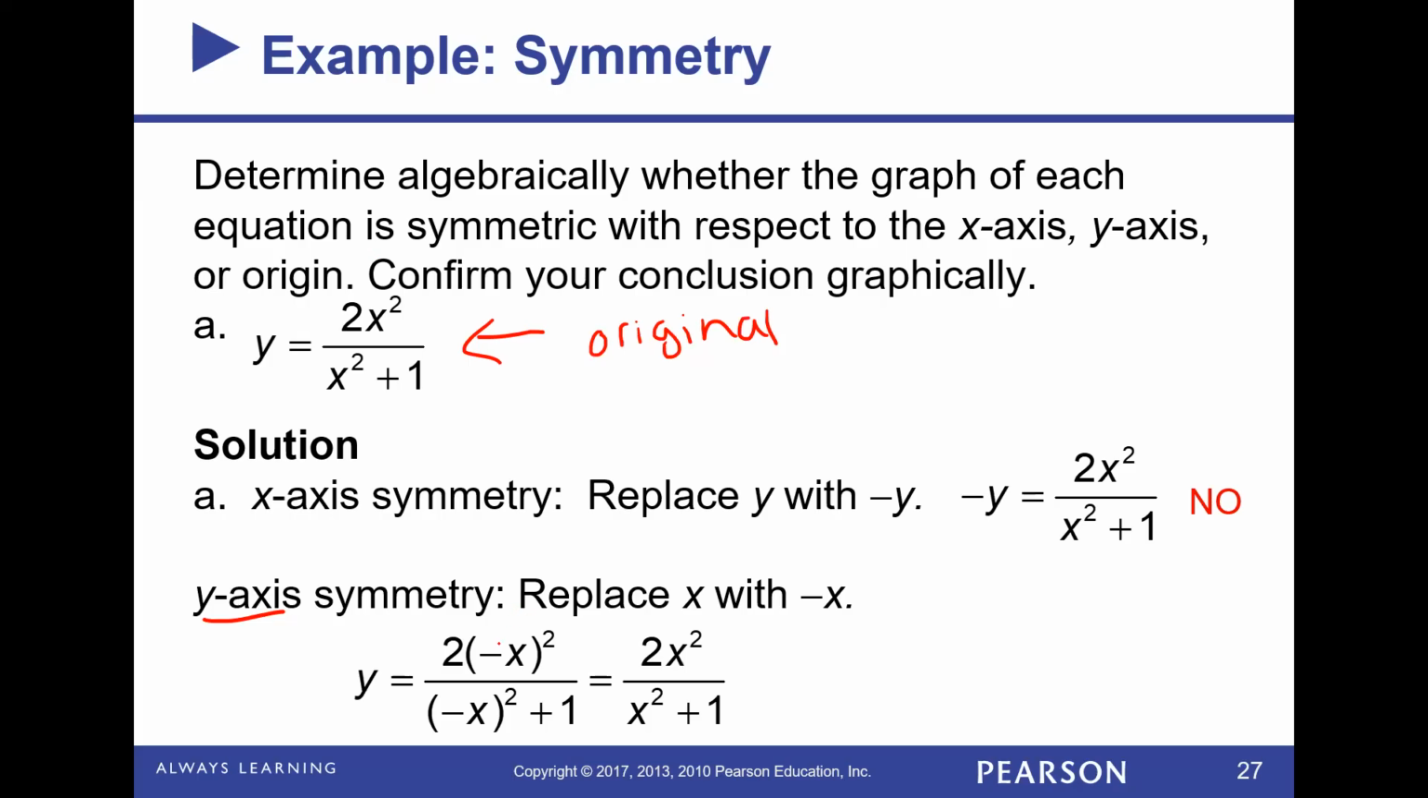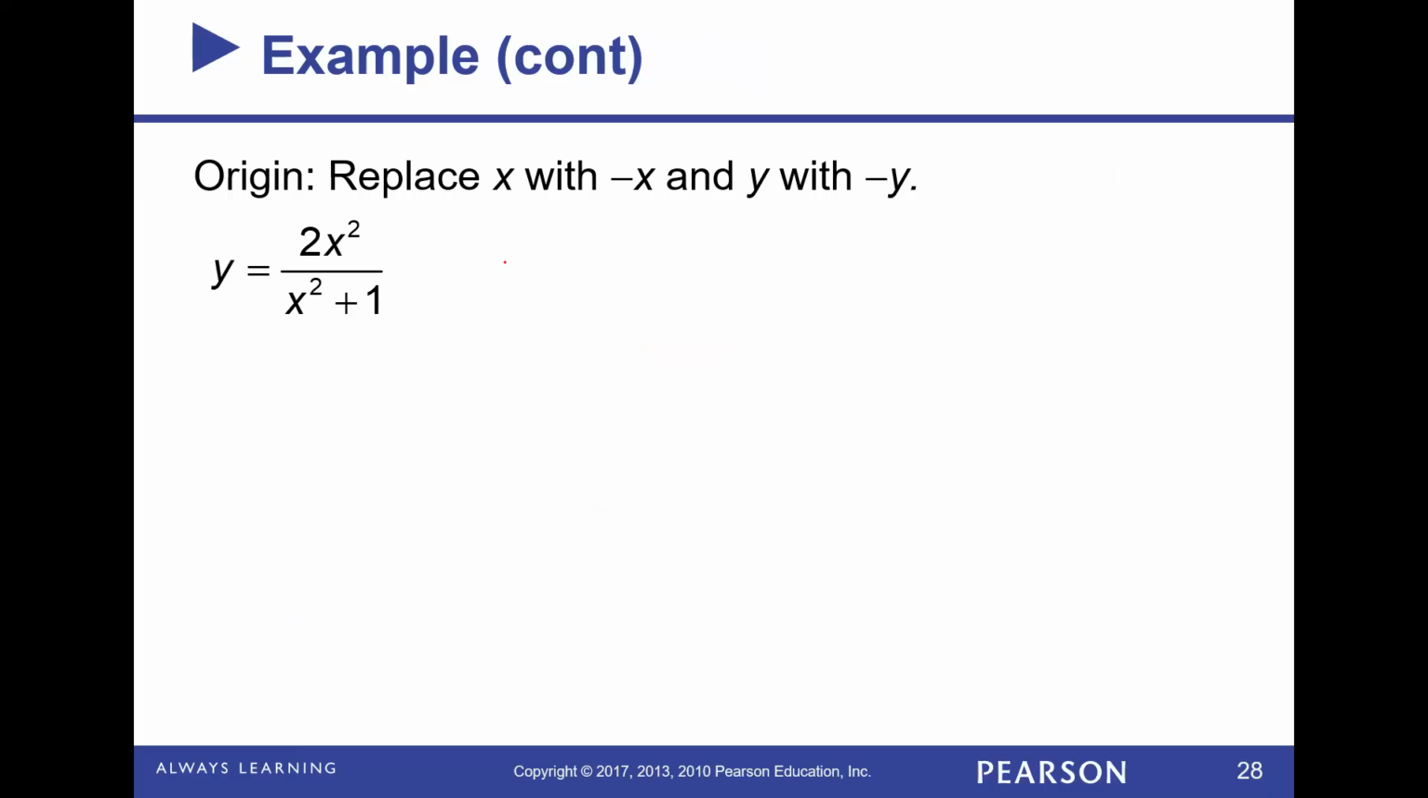Now, when I plugged in here, I have a negative x to the power of 2. That now becomes negative squared, which is positive. So that's why this stays 2x squared. Same thing down here, that stays just a beautiful x squared. And I notice that I have y equals 2x squared divided by the quantity of x squared plus 1, which is exactly like the original. So therefore, we have y-axis symmetry.